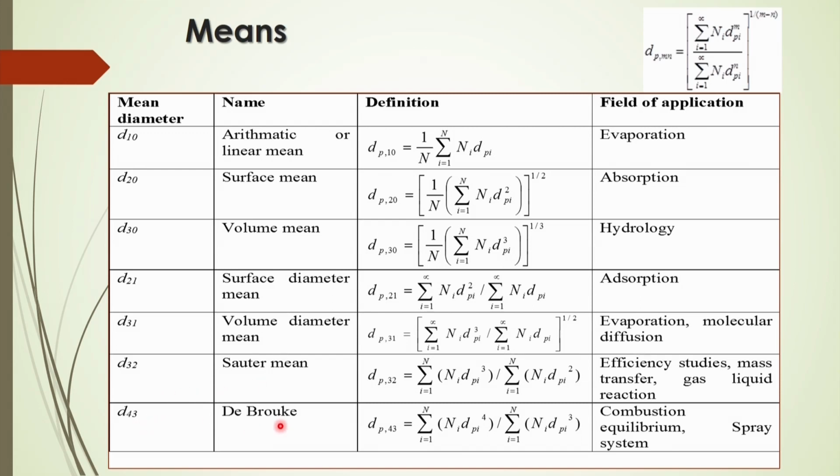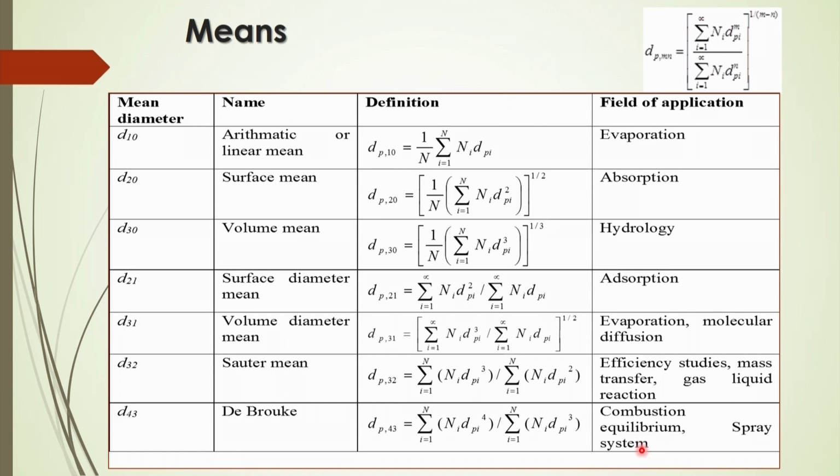D43, the De Brouckere mean, is also important for fluidization. This is for combustion. If you are using combustion in a fluidized bed, you can analyze the equivalent particle diameter being produced by this D43. Here m is 4 and n is 3, 3 for volume and 4 for surface square, and this is defined in this way.